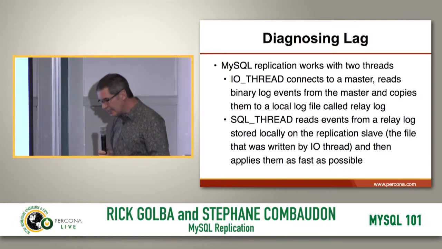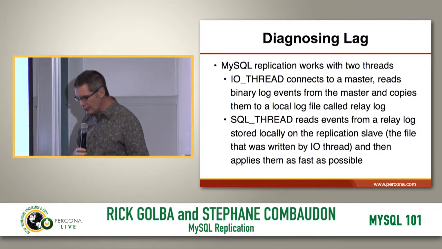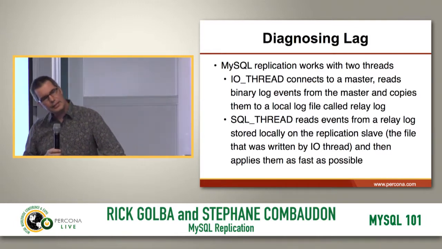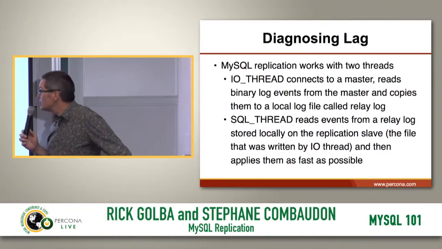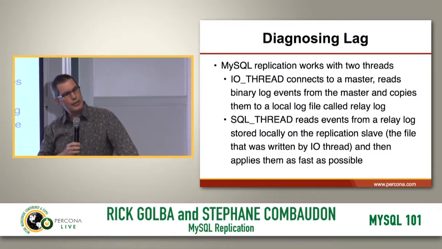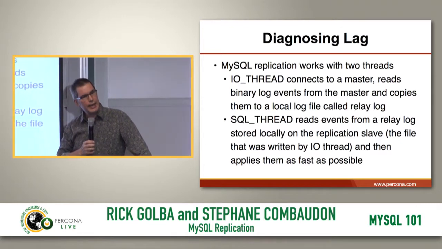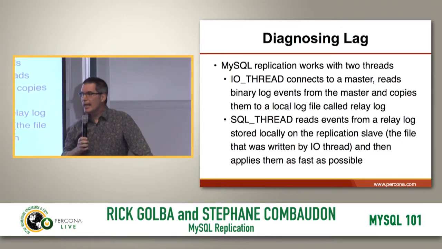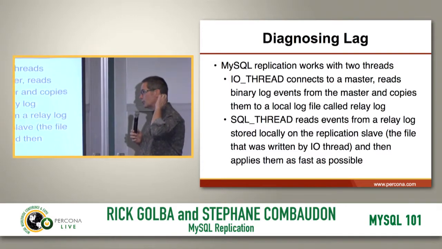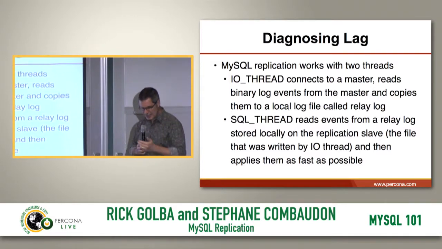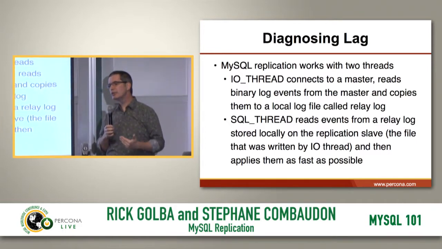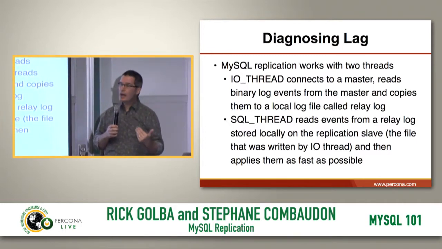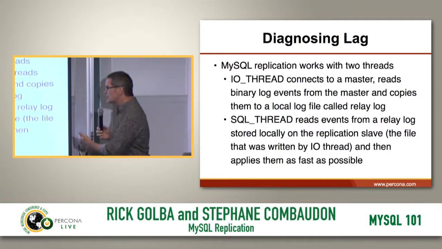So to diagnose lag, there are two things that you want to start by looking at. This is because replication actually functions under two different threads. There's the I/O thread, which connects to the server and copies down the bin log and gets everything ready to work through. As you can see here, we're copying that down to the slave, and setting that up in the slave's relay log. And then the other thread is the SQL thread.